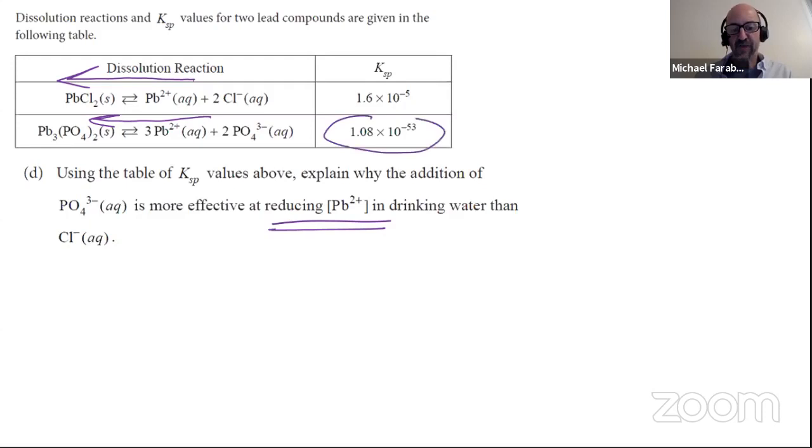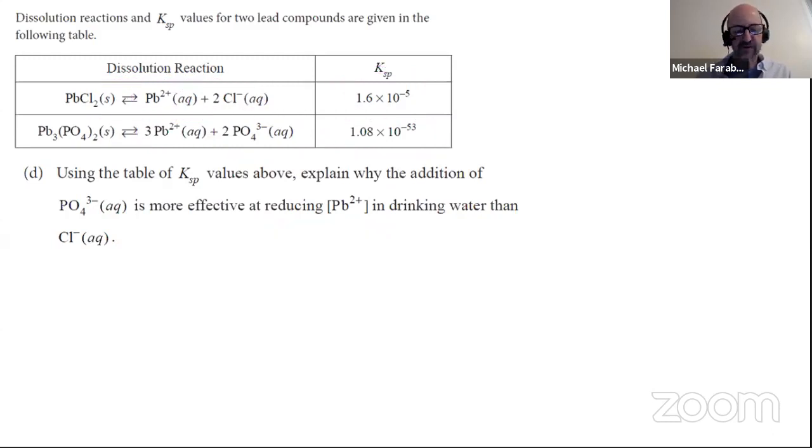So you could talk about the difference in the magnitude of the Ksp values, because there's definitely a difference there. You also could talk about the stoichiometry. For every 2 moles of phosphate that react with lead to make a precipitate, you can remove 3 moles of lead from solution if you move in this direction from right to left. But for every 2 moles of chloride ions, you can only remove 1 mole of lead. So you could have talked about stoichiometry or you could have talked about Ksp. I'll show you both.